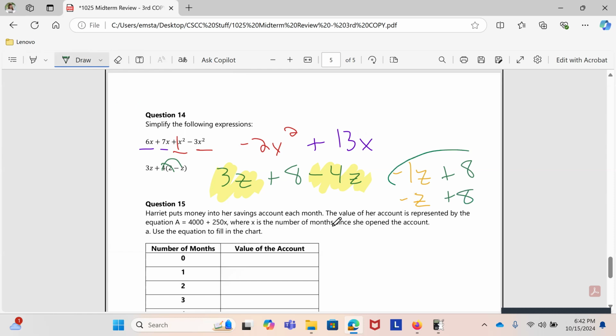So negative z plus 8, or 8 minus z. You can change the order. Or 8 minus 1z. Lots of options. 1z sounds like something a little baby wears.